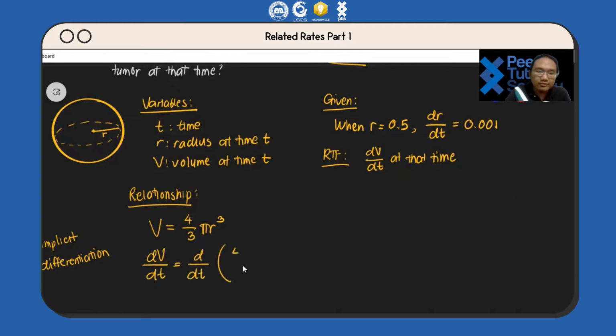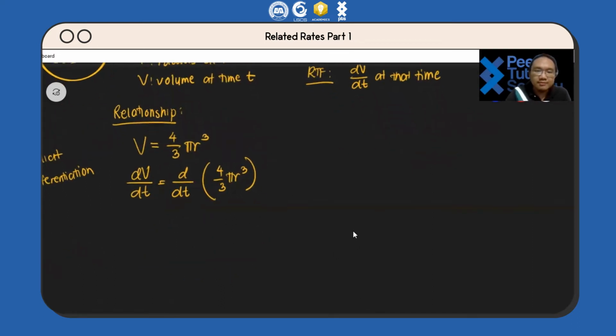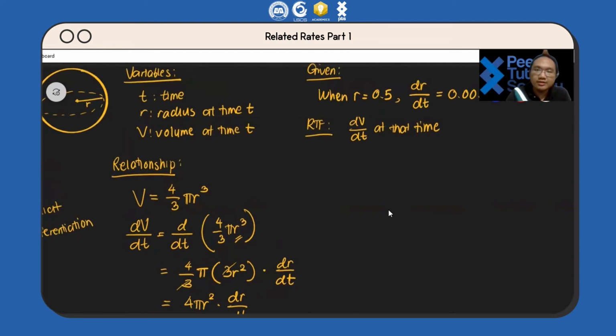Let's take the derivative of 4/3 pi r cubed with respect to time. Let's do it step by step so that we will avoid errors. So this is 4/3 pi r cubed over here, and using the power rule, it will be 3r squared multiplied by dr/dt. Cancel. 4 pi r squared dr/dt. So now we have found an equation that relates dV/dt and dr/dt.